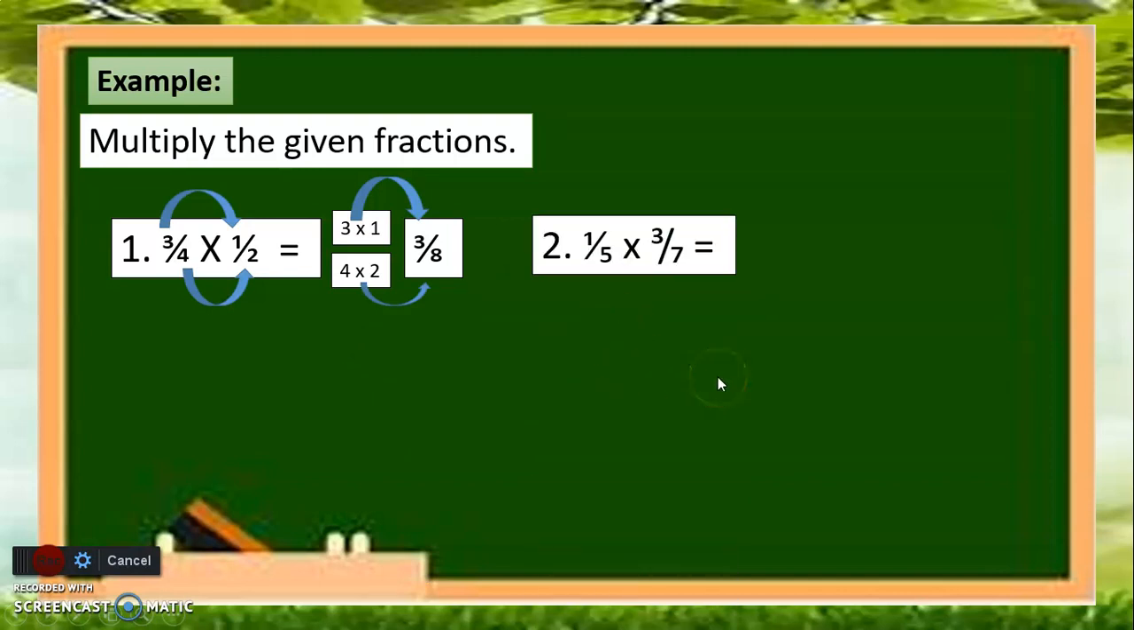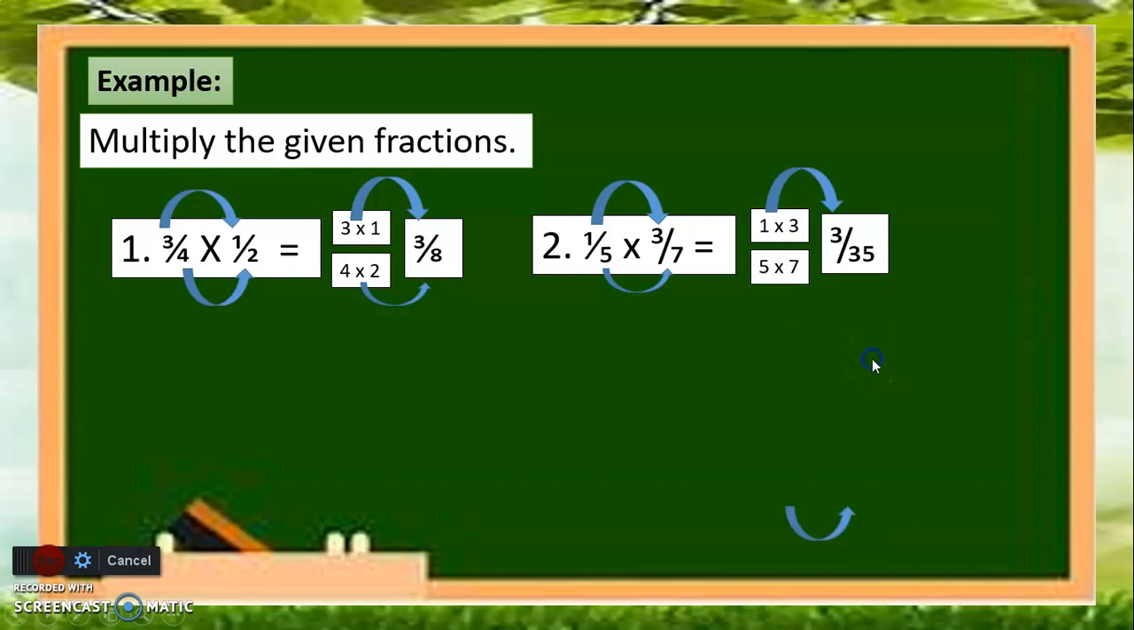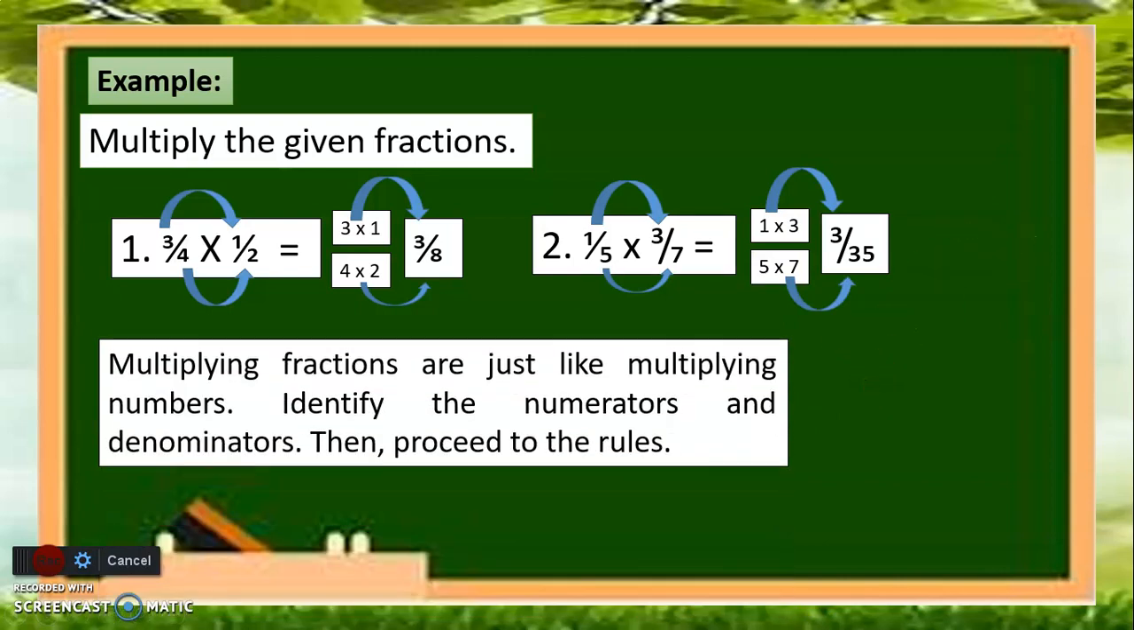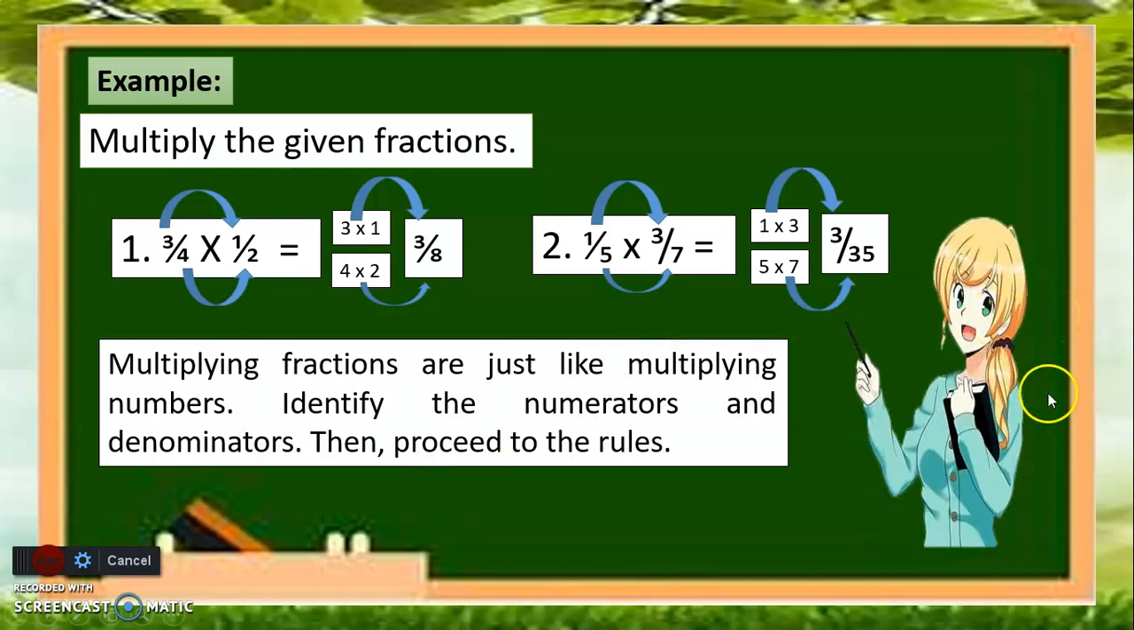Another example is 1/5 times 3 over 7. Identify the numerators, the 1 and 3, and then the denominators are 5 and 7. So 1 times 3 is equal to 3 and 5 times 7 equals 35. Therefore, your answer is 3 over 35. So in multiplying fractions, this is just like multiplying numbers. You have to identify the numerators and then the denominators, then proceed to the rules.